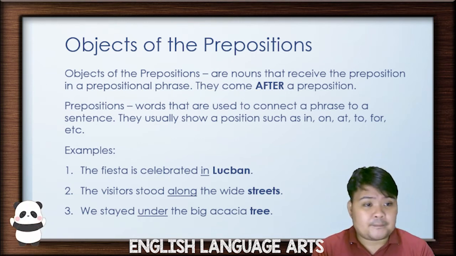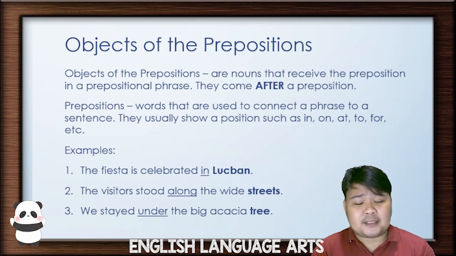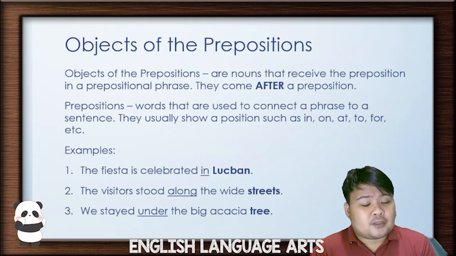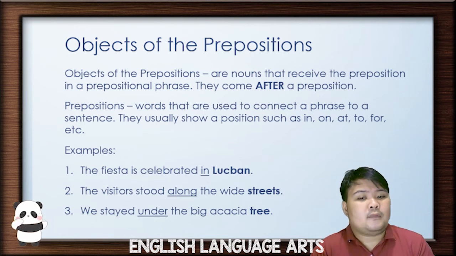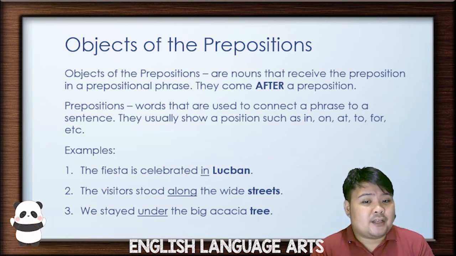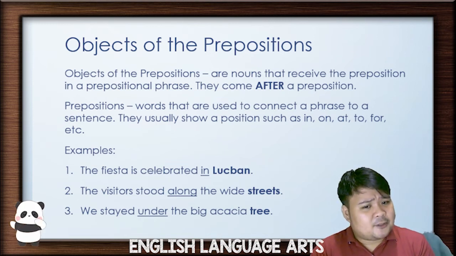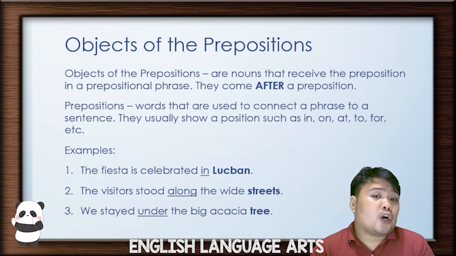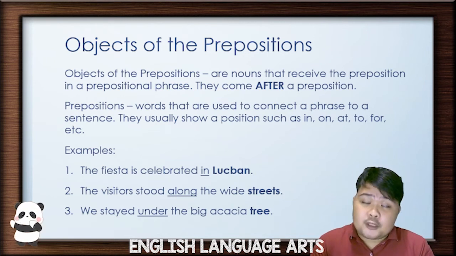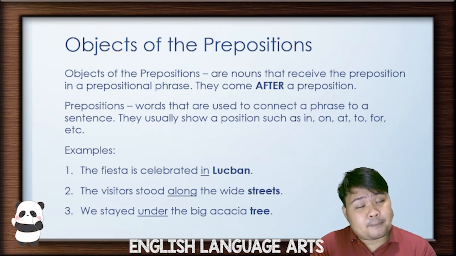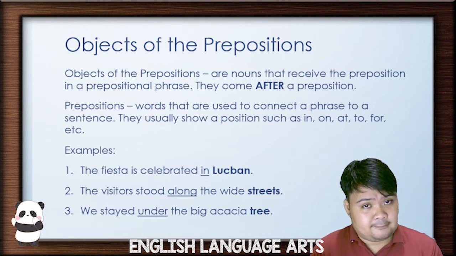Number 1, example. The fiesta is celebrated in Lucban. In is your preposition. In what? Lucban. 2, the visitors stood along the wide streets. Along what? Streets. We stayed under the big acacia tree. Under what? Tree. These words, Lucban, streets, and tree, these are all your object of the preposition. So how do you find it? Look for your preposition. And whatever word receives the preposition, that is your OP.